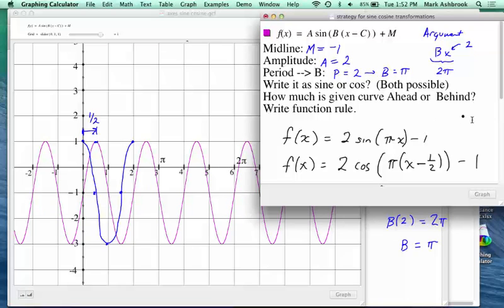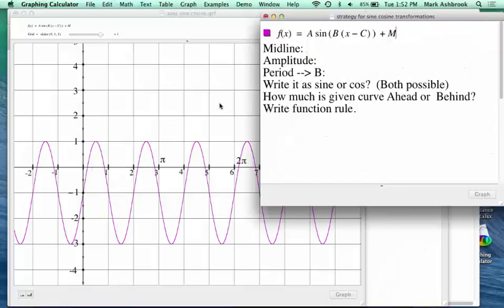If you do pi x, if you do this, it's not right. That won't get it. You have to get that thing in parentheses, the way that we're approaching it, okay? So you guys are going to try one. I'm going to give you a curve. You're going to write it both as a sine and a cosine. You ready? Here we go.